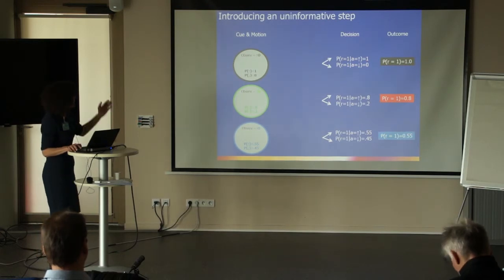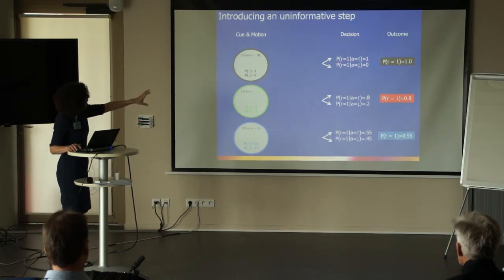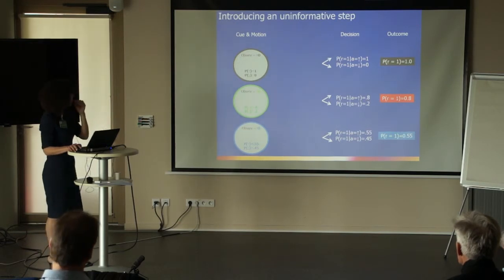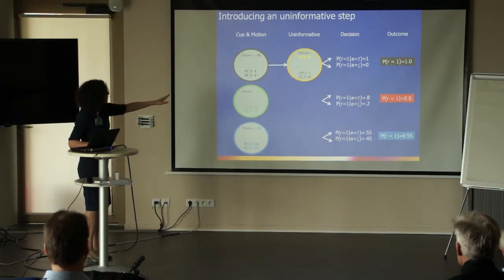So again, we have the same context of the monkeys observing the cues and observing the motion. I just collapsed this into one step. And just as before, they make their decision and they get their outcome. But we introduce another step where after observing the cue, the monkey has to look at another stimulus that looks very similar to that cue.